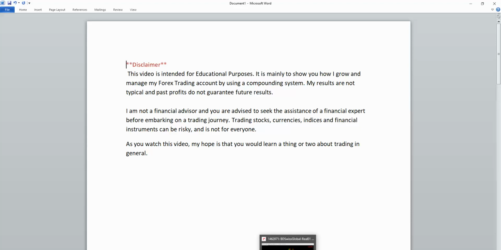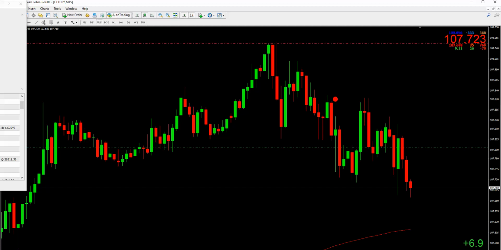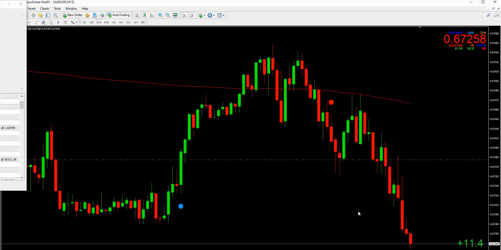Now, let me go to my chart. These are some trades I'm currently in, and even as you can see at the top left-hand corner there, it's a real account. Like I always say, I don't play games. I show you exactly what's going on. You can see this is CHF-JPY, and this is Aussie dollar, New Zealand dollar. You can see a blue ball there and a red ball. These are alert signals. They are customized indicators which have been created for me, and this is some of what I use for trading, especially when it comes to scalping.